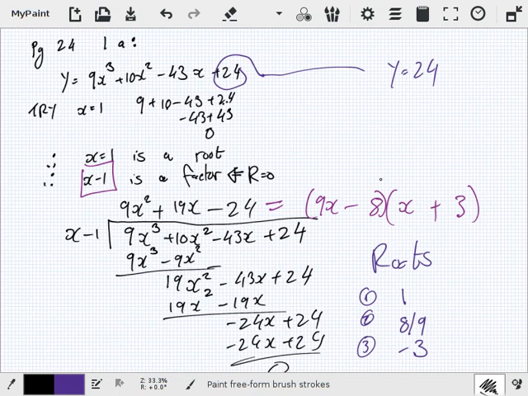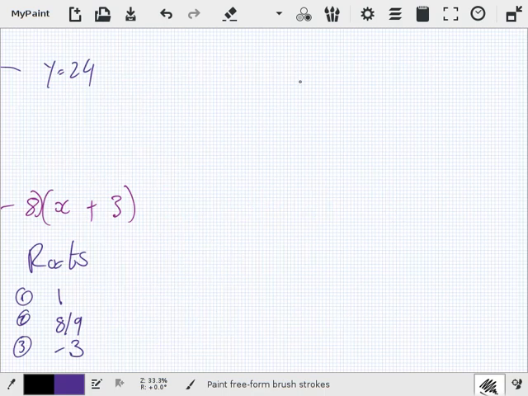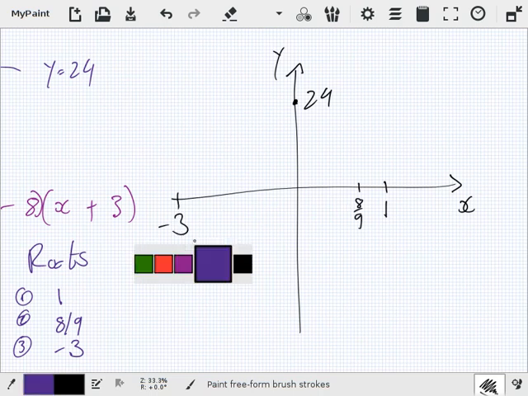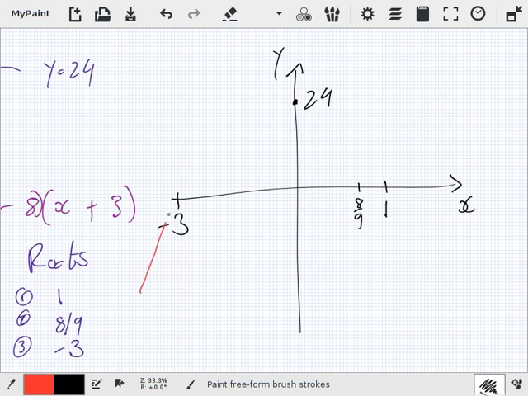Quick sketch here. Can I scroll down? Yep. So let's see. 24 on the y-axis. There's 1. There's 8 over 9. And there's minus 3. So I need to hit the 3 points. Let's see. So I think what's going to happen, it's going to go down like this, turn a little bit here, and go up. So that's what I'd say the graph would look like.